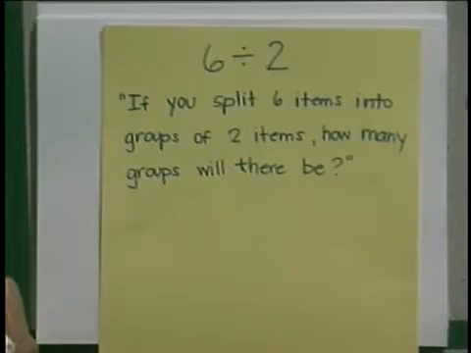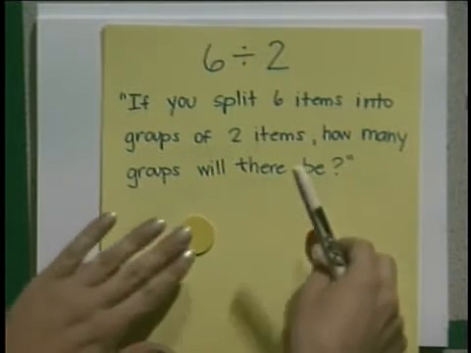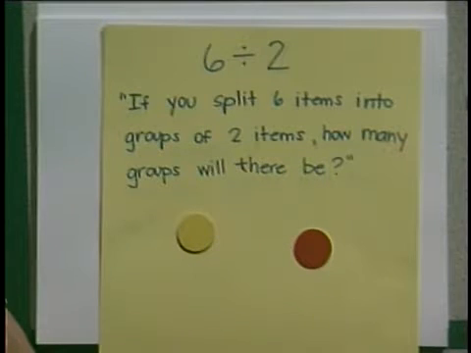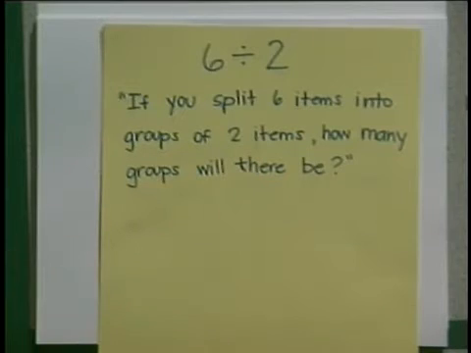When we're dividing integers, we are going to start off by representing our positives with yellow and our negatives with red. And it's going to be a lot in our questioning. So my first question is asking, if you split 6 items into groups of 2 items, how many groups will there be?